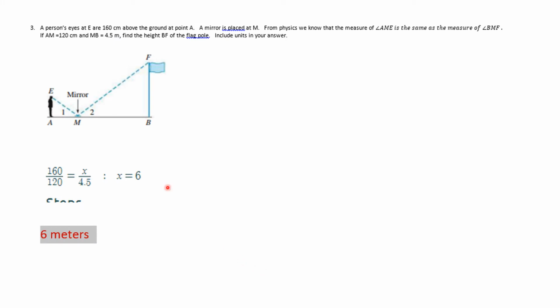Here we have a person whose eyes were 160 centimeters above the ground, and they're looking into a mirror. And physics tells us that this angle is the same as this angle, and that means those are right triangles, and that means that they're similar triangles, so the proportionalities work. So if we were to call this distance x, we would have 160 over 120 is equal to x over 4.5. So that is x is equal to 6, and you do need to include units for full credit, so that is 6 meters.